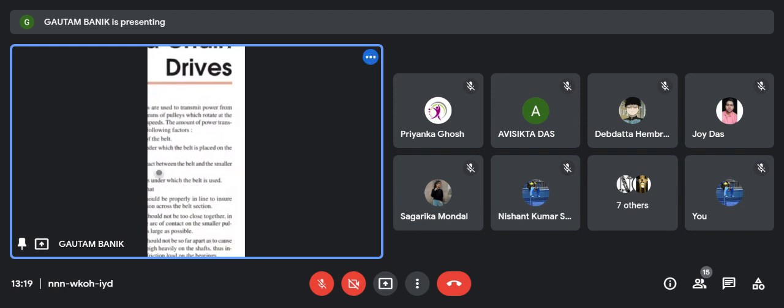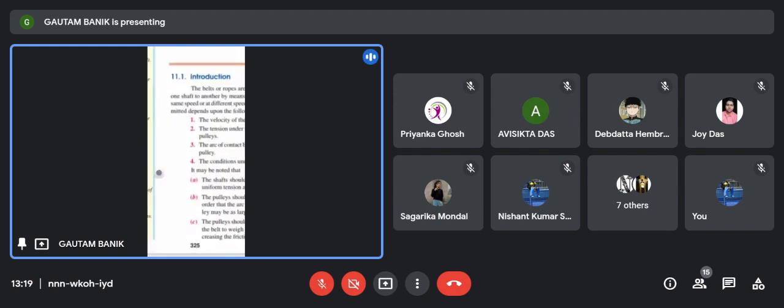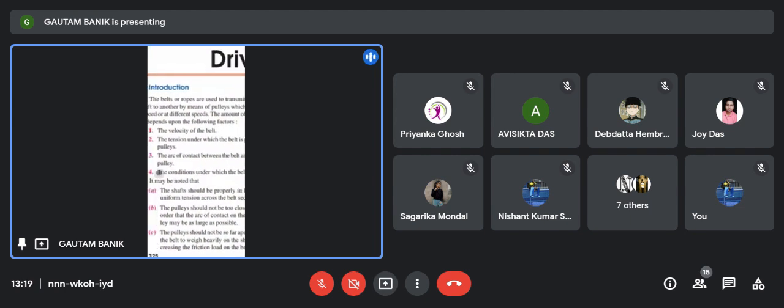The amount of power transmission depends upon the following factors. Which are the factors? A number of factors depend on the following parameters.